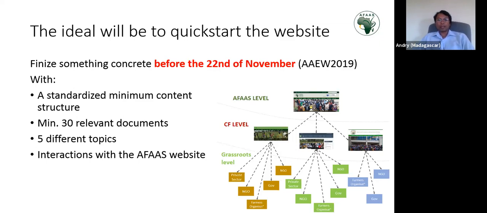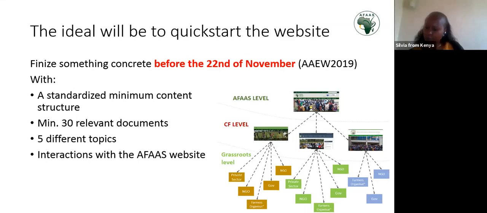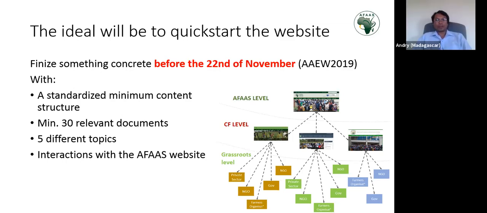And we decided, no, not decided, I'm proposing for now that we add minimum 30 relevant documents. It's not a KM website if we don't even have minimum 30 documents there, related to 5 different topics that we will also decide. And it will start interacting with the AFAAS website.